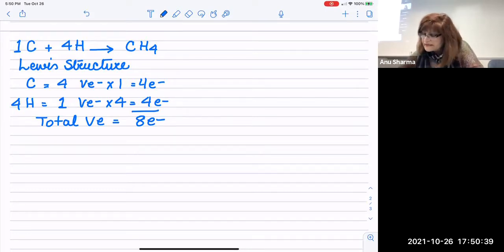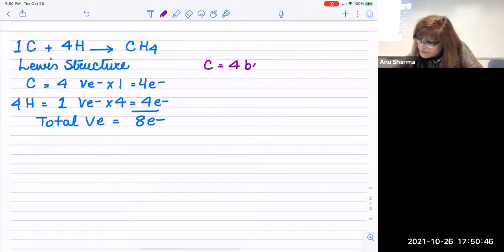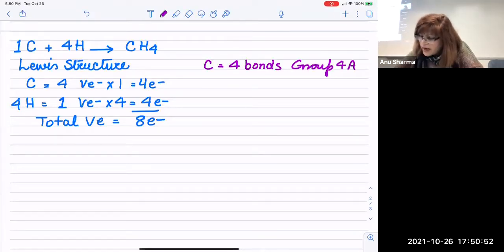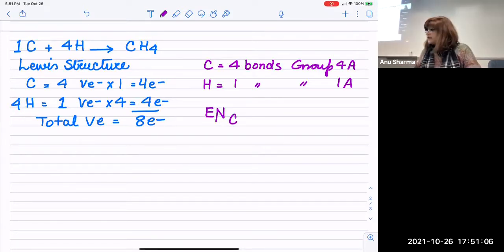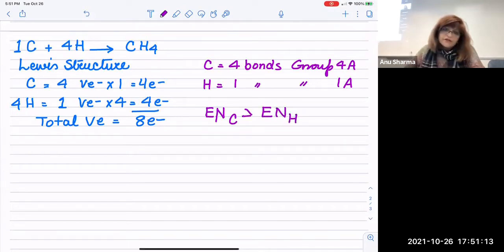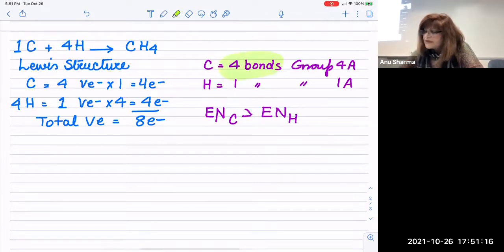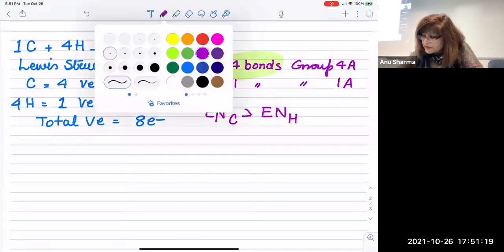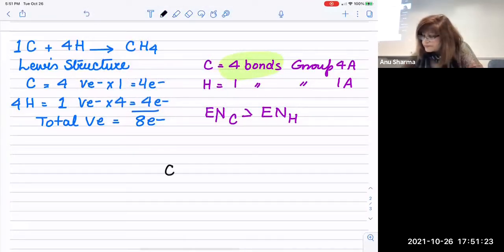Clear? Next, when we talked about bonding, carbon makes 4 bonds because carbon is in group 4A. Hydrogen will make only 1 bond because hydrogen is in group 1A. The electronegativity of carbon is slightly higher than that of hydrogen, but that's immaterial because carbon makes more bonds. Therefore, carbon gets the center spot. So you bring carbon in the middle, you put hydrogens on the side.